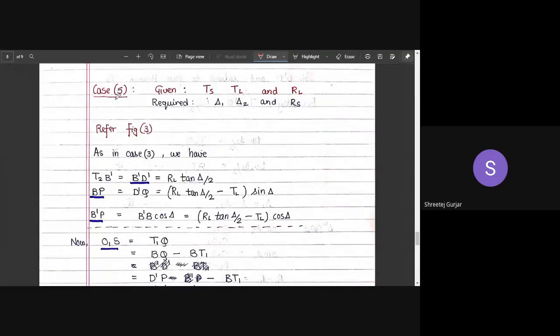So welcome back students to another class of advanced survey where we are studying compound curves. We have studied 4 cases and the last case we are left out with. So we will finish this case today.